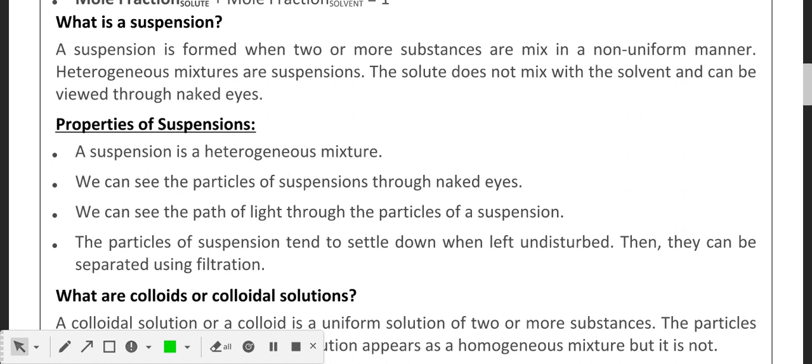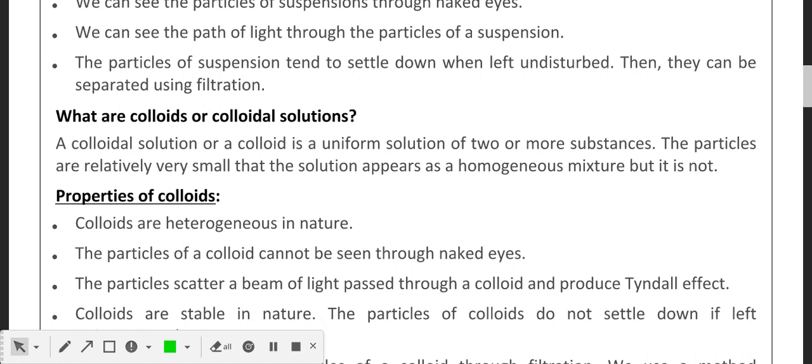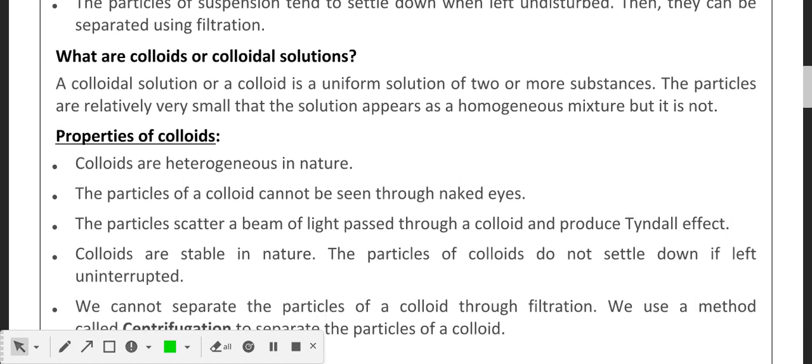Last but not the least, the particles of suspension tend to settle down when left undisturbed. When you keep it undisturbed on a side for some time, then these particles will settle down, and you can separate it by physical processes like filtration also. Now next is, what are colloids or colloidal solutions? This is again a very important topic.